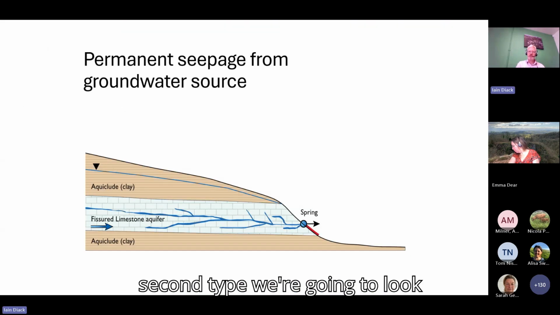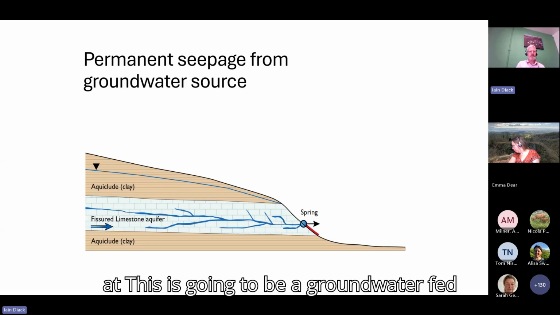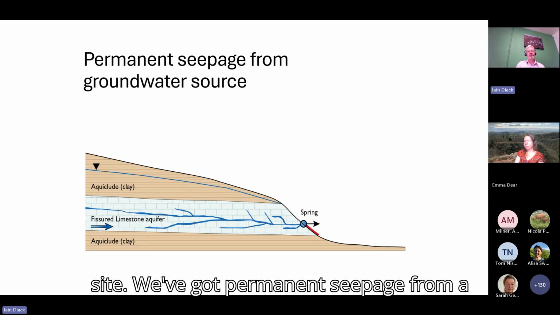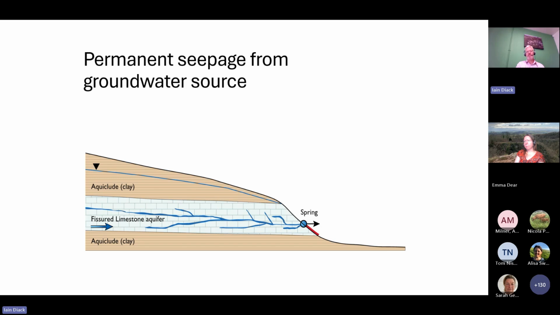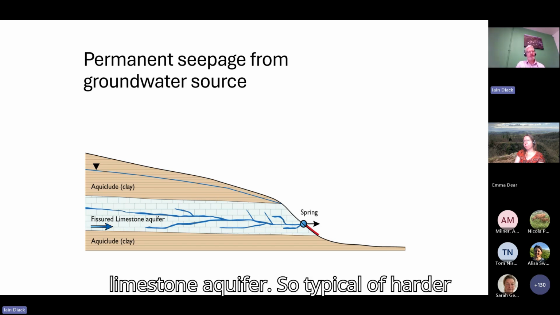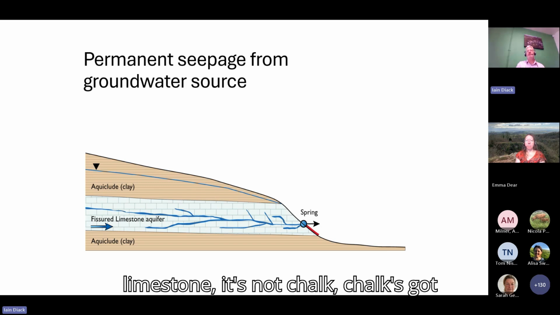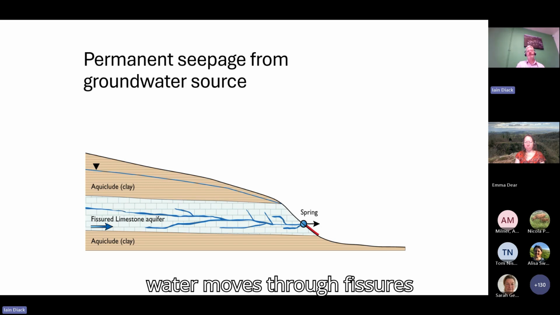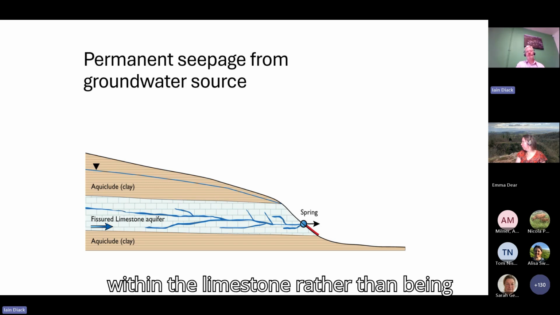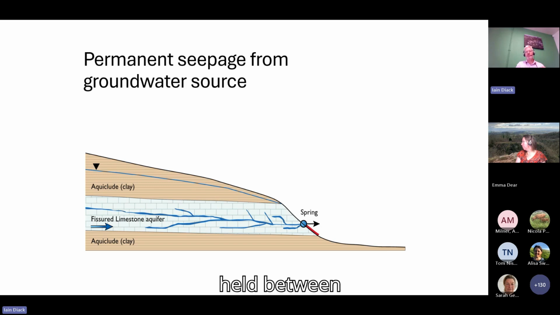The second type we're going to look at is a groundwater fed site. We've got permanent seepage from a groundwater source. This little cross-sectional diagram shows a fissured limestone aquifer. So typical of harder limestones, it's not chalk. Chalk has more interpore storage. So the water moves through fissures within the limestone rather than being held between particles.